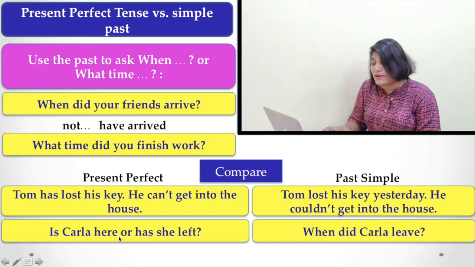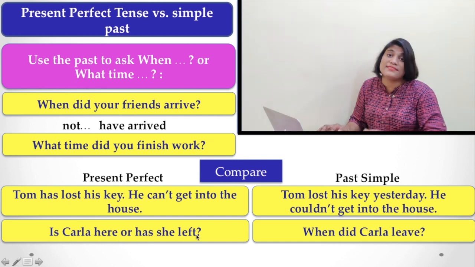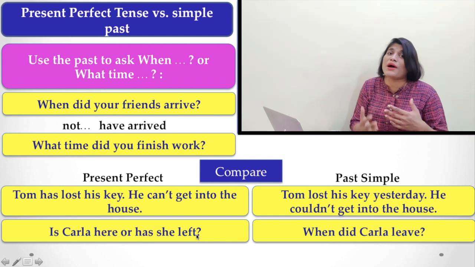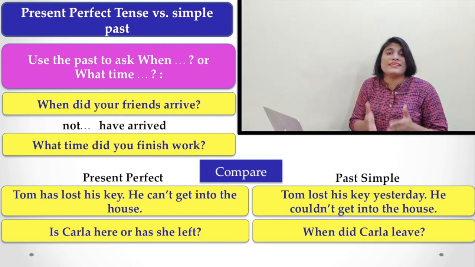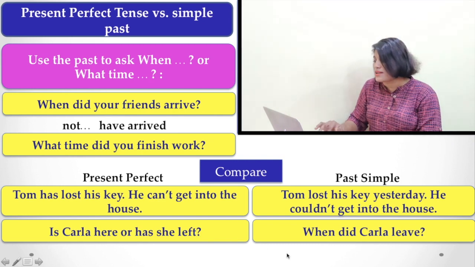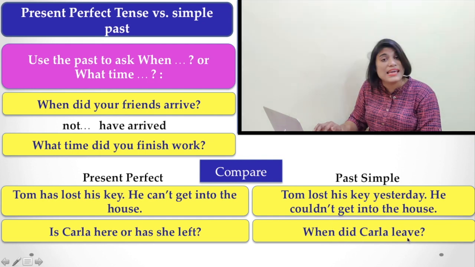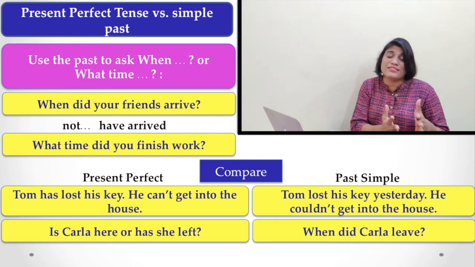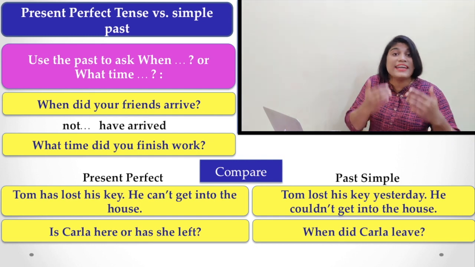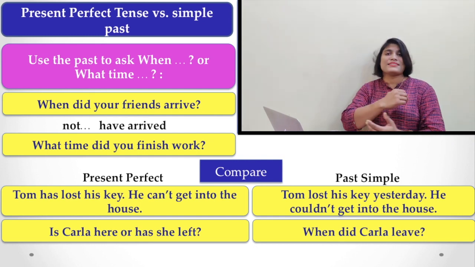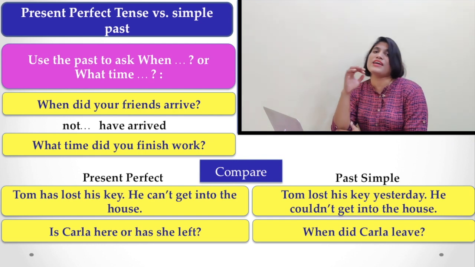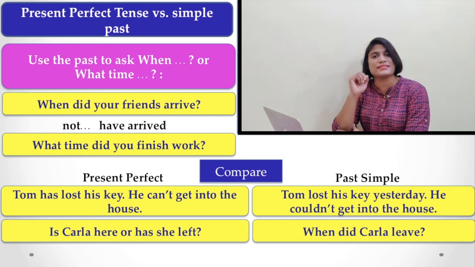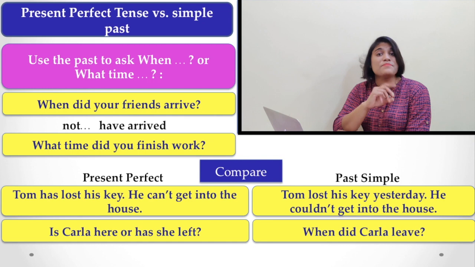"Is Clara here or has she left?" Here I'm talking about a present situation. It is not a finished time. But "When did Clara leave?" Here I am talking about a finished situation. That is, I am asking about a definite time. When I am asking about a definite time, we have to use simple past tense instead of present perfect.